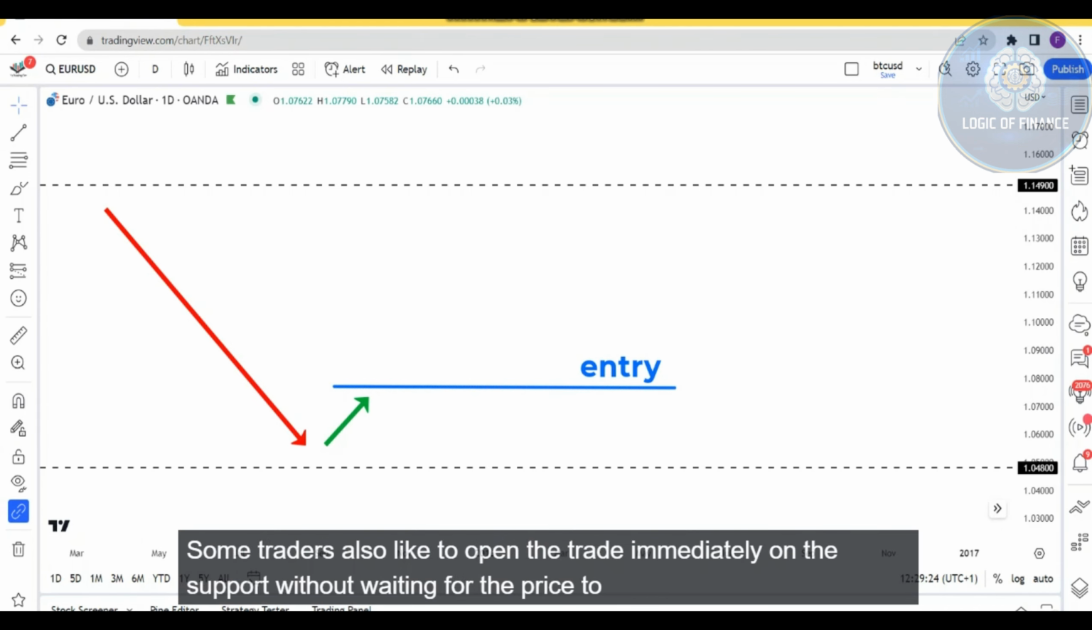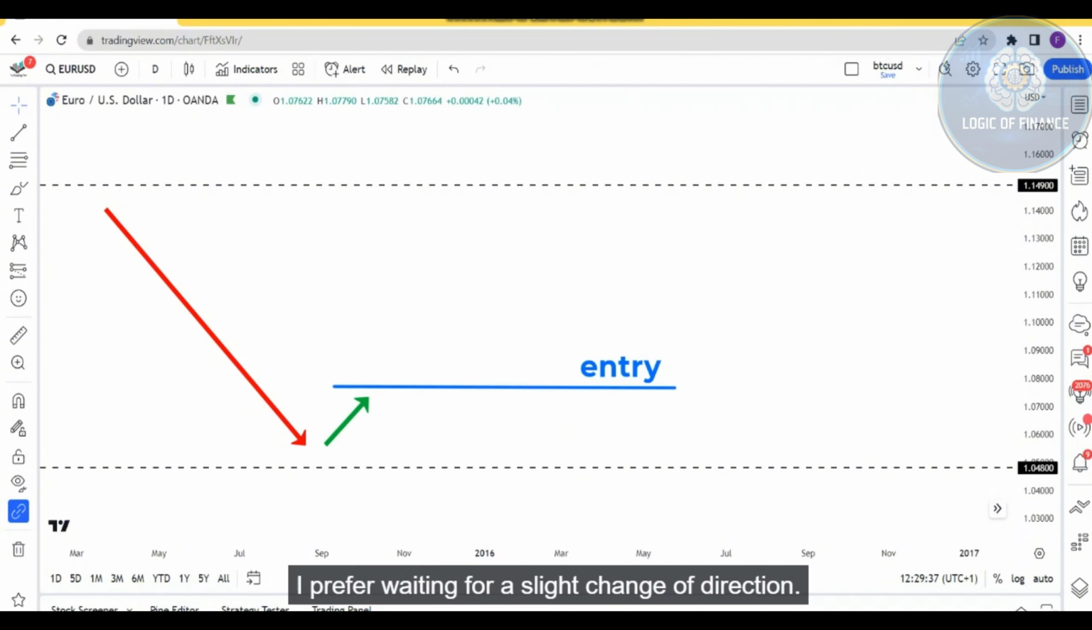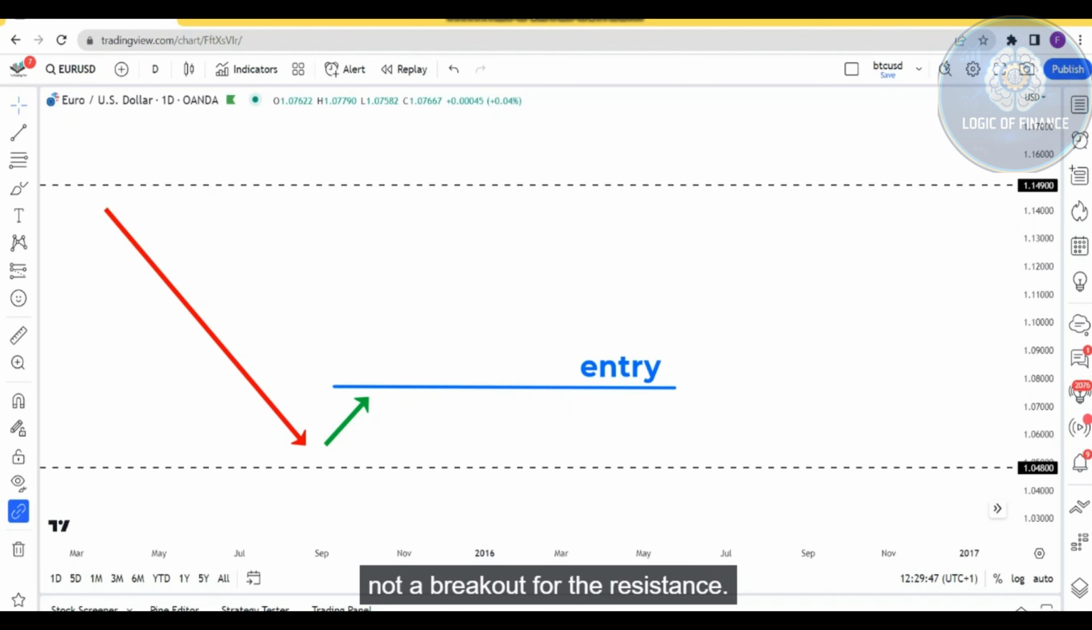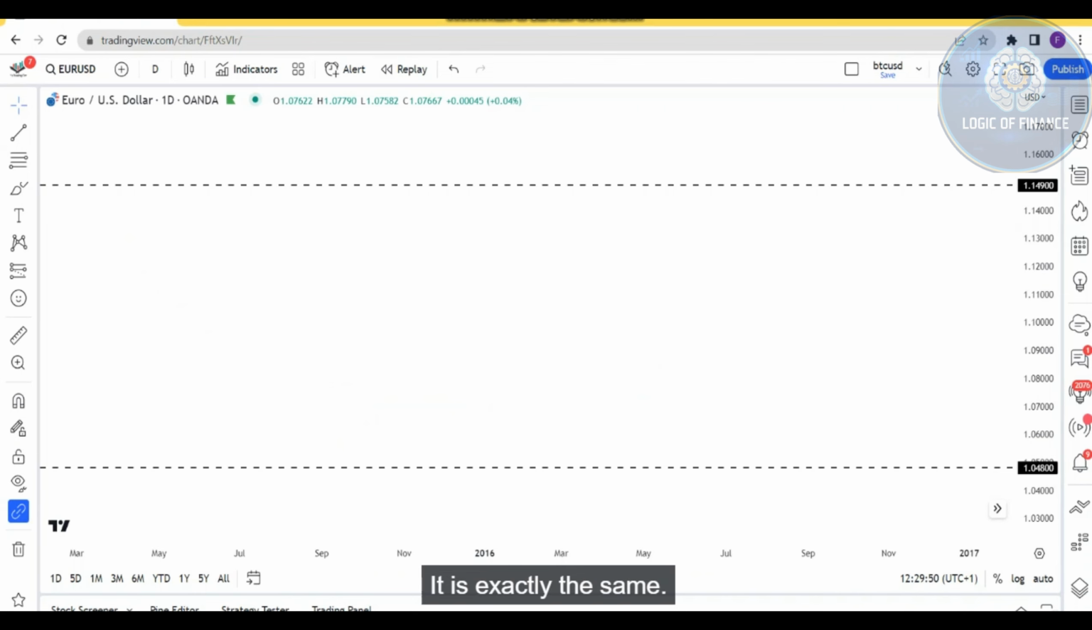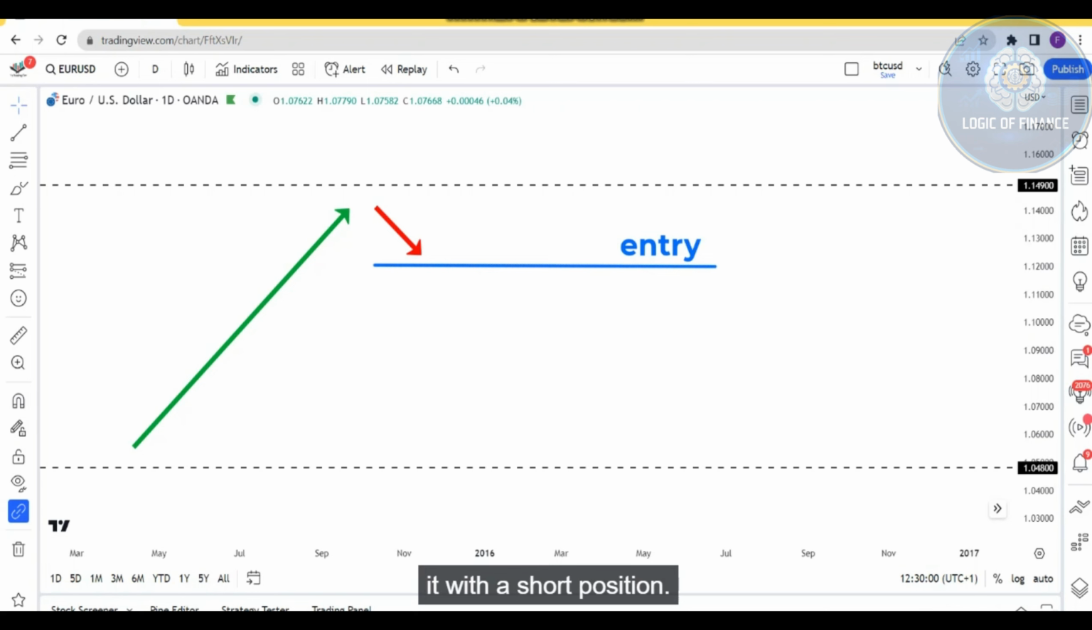Some traders also like to open the trade immediately on the support without waiting for the price to start to change its direction. It's a different style of trading. I prefer waiting for a slight change of direction, that so-called bounce on the support. That gives you a confirmation that we're having a rejection and not a breakout. For the resistance, it is exactly the same. We wait for the price to approach the level, we wait for it to change its direction, and then we catch it with a short position.